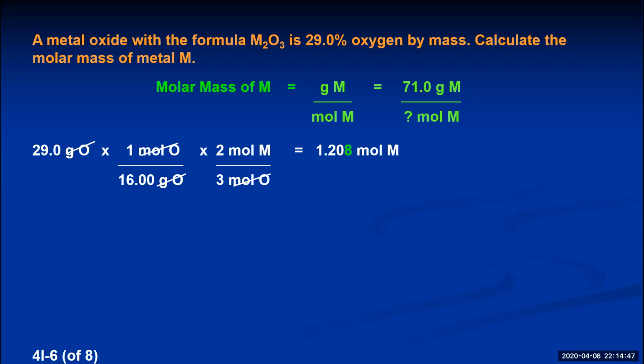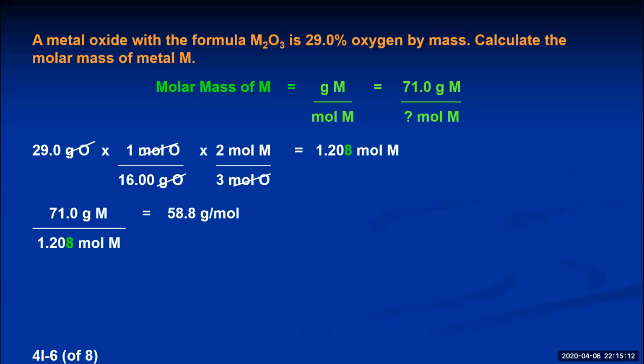So now I can go back to my molar mass calculation. I know the compound, my 100 gram sample, is 71 grams of M. If I divide it by the 1.208 moles of M, you can calculate what the molar mass of the metal is. And if another question asked you what metal do you think it was, you would look on the periodic table and try to determine the elemental metal whose molar mass is closest to 58.8.